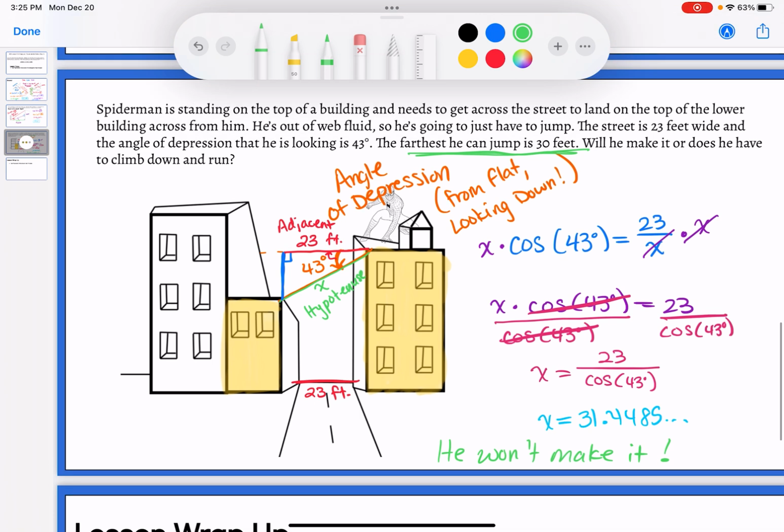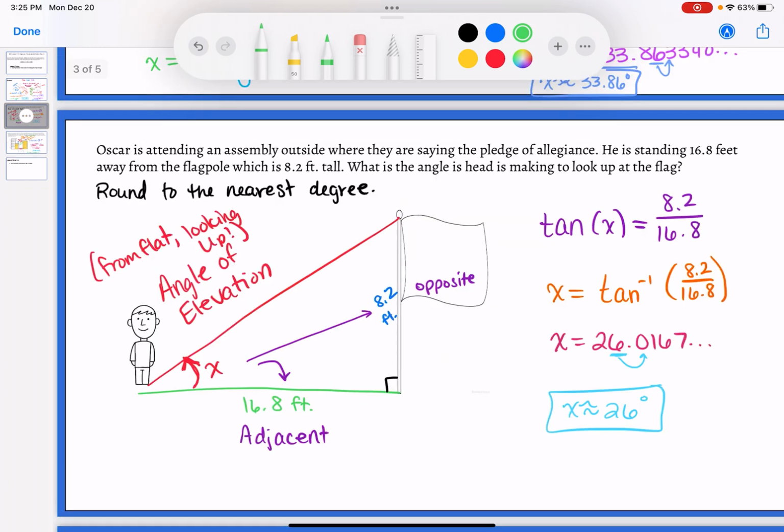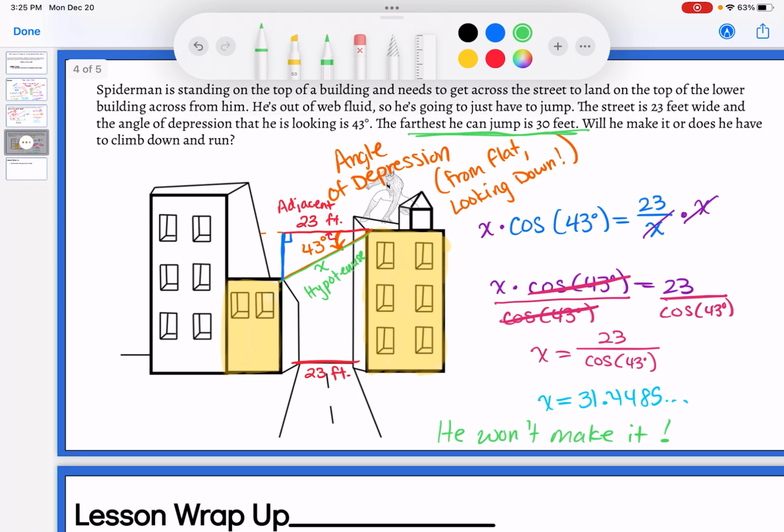So, you know, life and death situations here, guys, right? I mean, Spider-Man must use it every day. But just some real world application to our trig ratios. And just the other thing to remember, angle of elevation is from flat looking up, angle of depression is from flat looking down, and those come into play a lot when we're using our trig ratios.